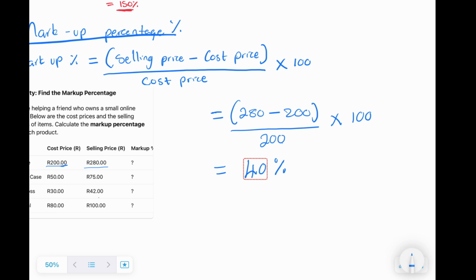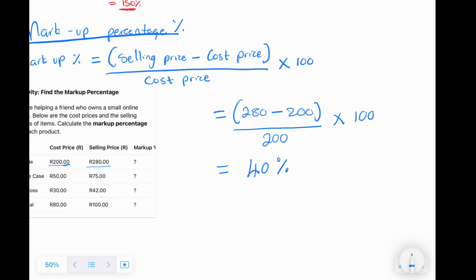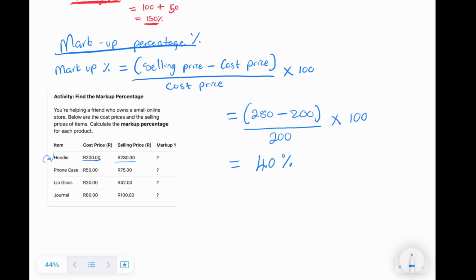So now how do you know that your answer is correct? To check if your answer is correct, you're going to use the formula that I showed you in the other video on calculating the cost price or the selling price. So you can use this answer to check either by calculating the cost price to see if you're going to get 200 rands, or you can use this answer to calculate the selling price to see if you're going to get 280.